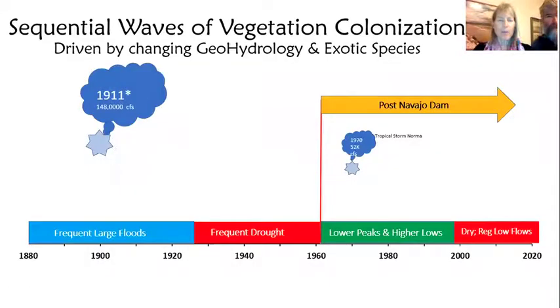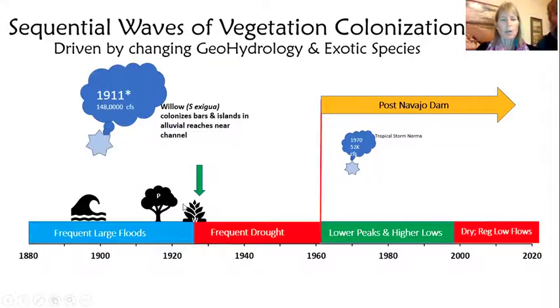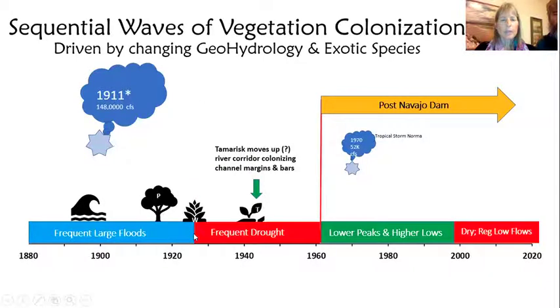So to sum up those waves of vegetation colonization, we had frequent large floods in the early period, including that 1911 flood. And during that time, some cottonwoods survived, but towards the end of the flood regime, cottonwoods became established on the shoreline and expanded. Willows started colonizing the bars and islands as the large floods subsided. And sometime during this period, during drier conditions, tamarisk also began to colonize those bars and islands.